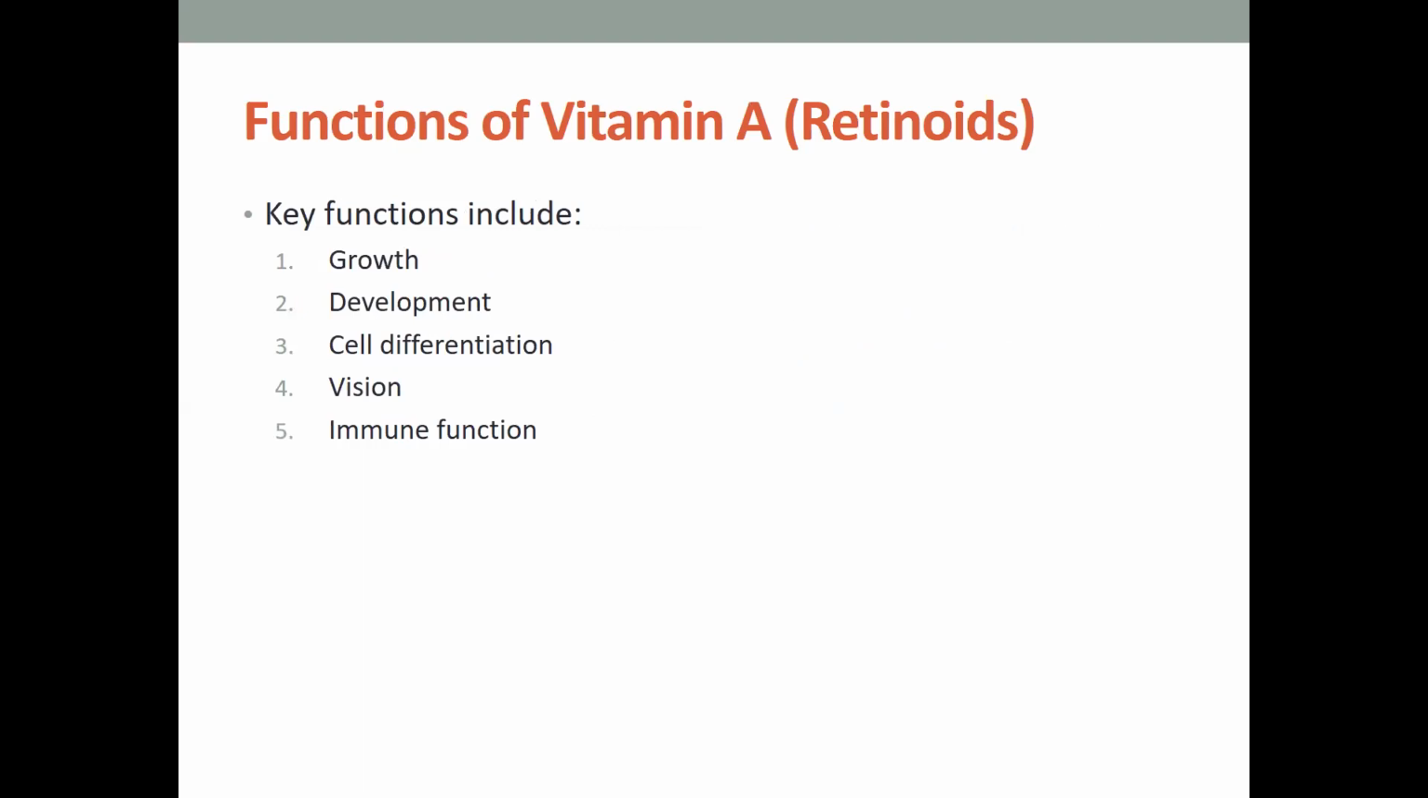You do have to know all the functions for all these vitamins that we're discussing. So we're going to talk about vitamin A as a retinoid, so the biologically active form of vitamin A. It is an important vitamin. We need it for growth, development, cell differentiation, vision, and immune function.